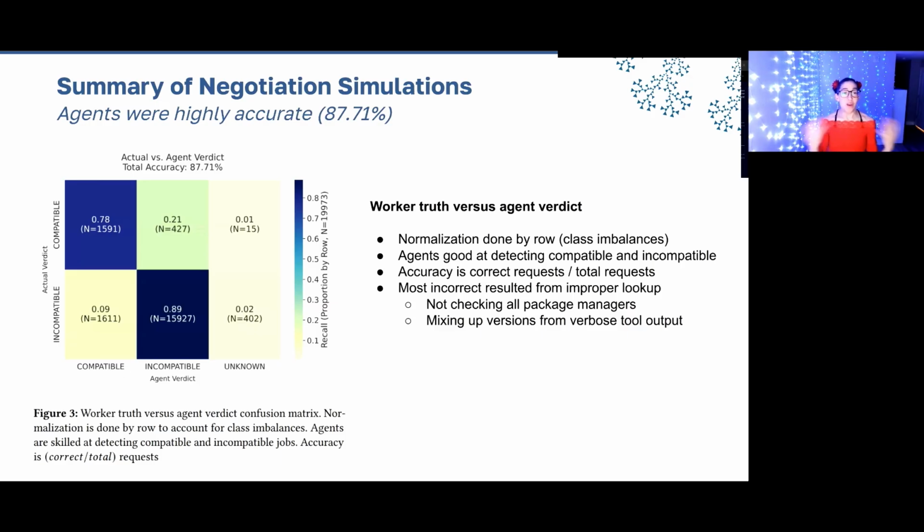Okay, so let's talk about the results. First, for our negotiation simulations, the agents were highly accurate, 87.71%. What you're looking at here is a confusion matrix, the worker truth versus the agent verdict. This is basically the idea that we know the true state of a particular worker, and then we also have how the agent is reporting if it's able to do a particular amount of work. And what we see is that the agents are very good at detecting compatible and incompatible resources.